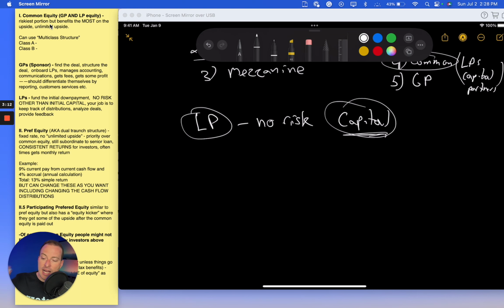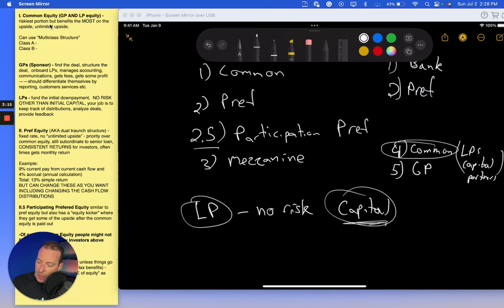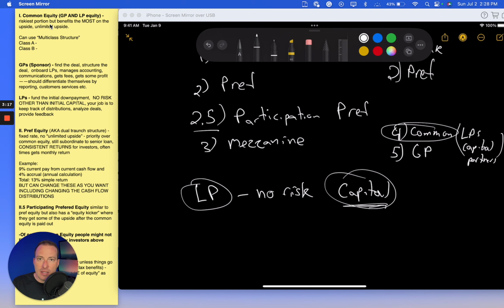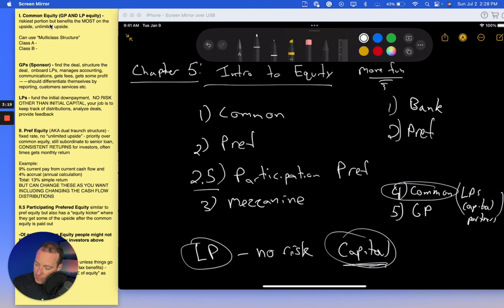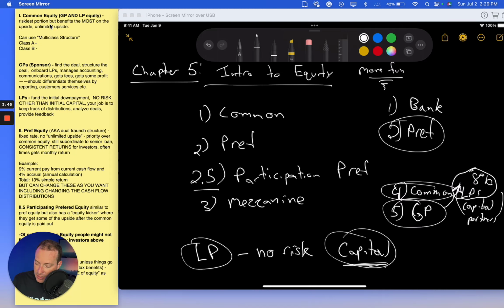Alternatively, you have a very high upside as well. Typically, the LP is going to get a preferred return, and that's different from pref equity. So 8%, right? The LP gets a preferred return of 8%. That means before I get paid as a GP, you're going to get your 8%.